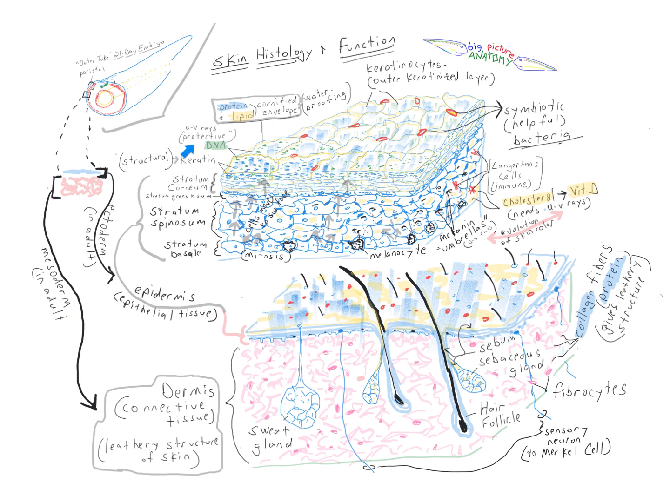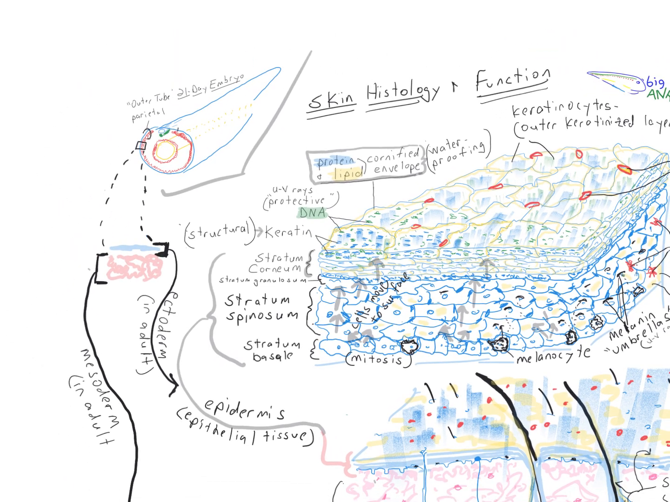All right, this is the histology and function of the skin from Big Picture Anatomy. So remember that if we go back to our 21-day embryo, the outer tube or parietal part of the embryo has got two layers, the outer ectodermal layer and the underlying mesodermal layer, which of course in the embryo we have always depicted as blue and red.